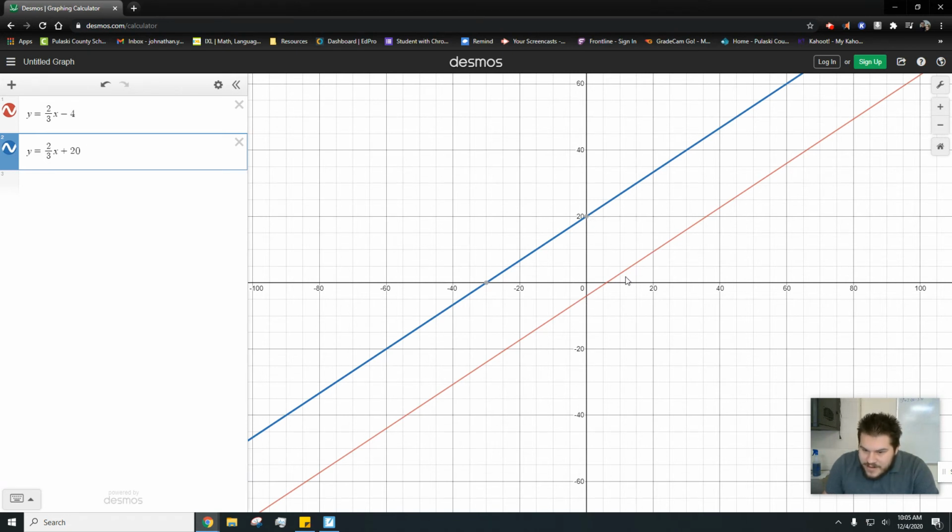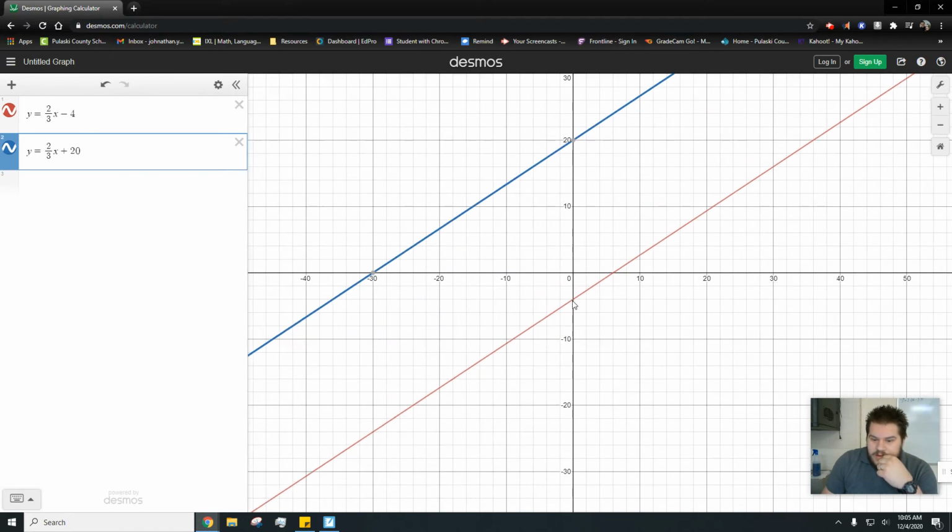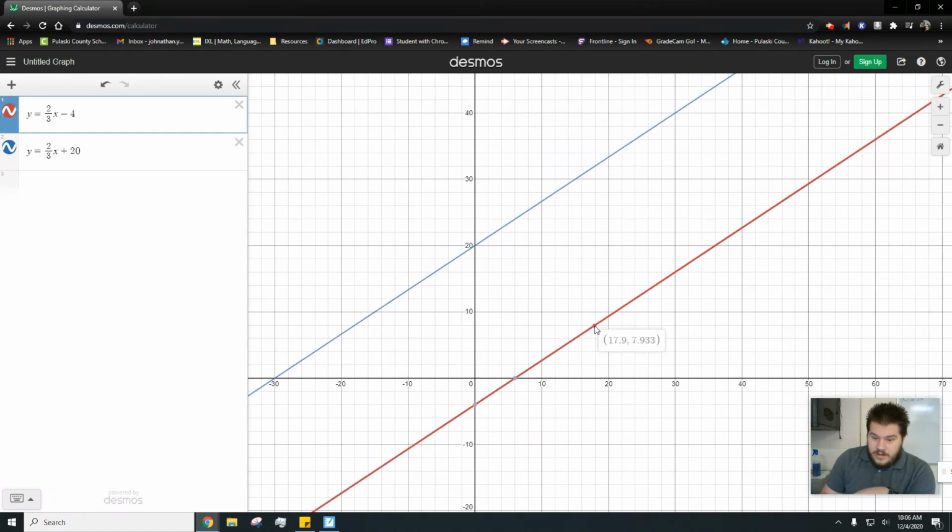So let's see if we can find a good example. Basically, if I zoom in just a little bit, it makes it easier. This point right here is (0, -4). This point right here is (0, 20). These two points are 16 units away. Right here, this one is 18, and this one is 1832. Again, they are 16 units away.